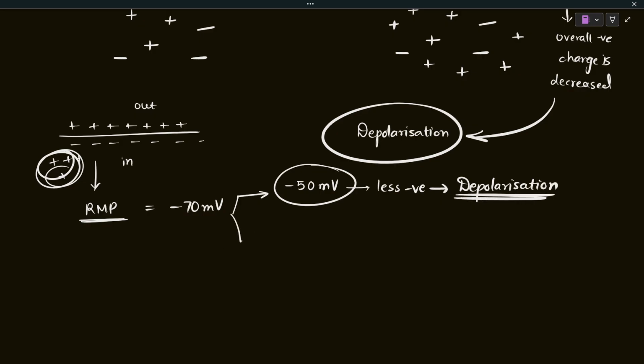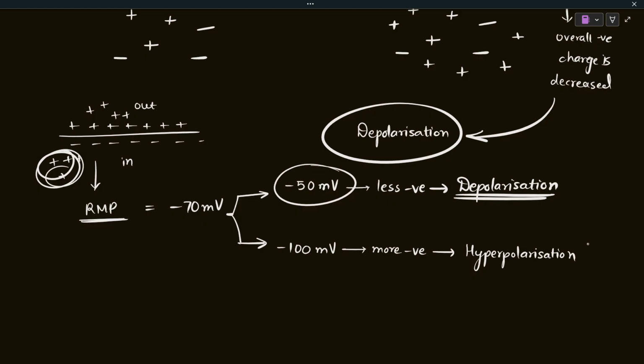Which means I'm doing the depolarization of the membrane. While if I add cations on the extracellular side, this will increase the overall positive charge outside the cell, and this will make the membrane potential more negative. Let's say it reaches minus 100 millivolts. So it will make the membrane potential more negative. This state is known as hyperpolarization.